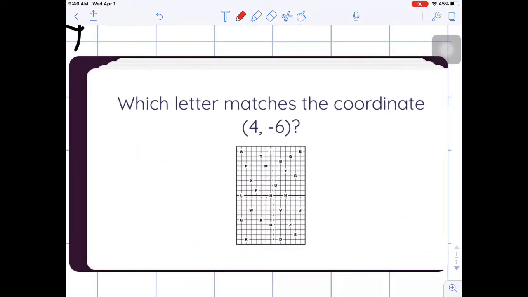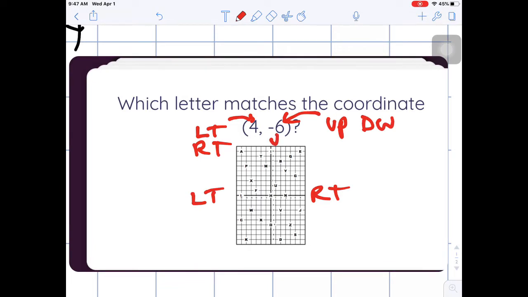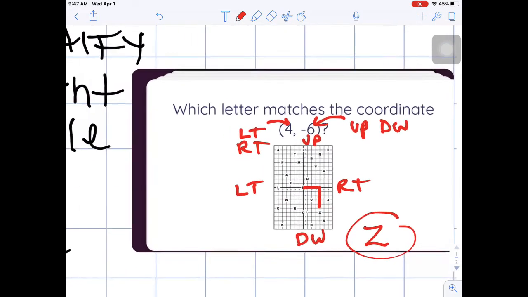You'll see questions such as which letter matches the coordinate for -6. You do have to remember that this is the x coordinate and it goes left and right. This is the left and this is the right. This is the y coordinate. It goes up and down. So this is up and this is down. So right now, this is asking us to go 4 to the right, and 6 down, and 6 all the way down. So we just got to z. So z is the coordinate that is on those coordinates.